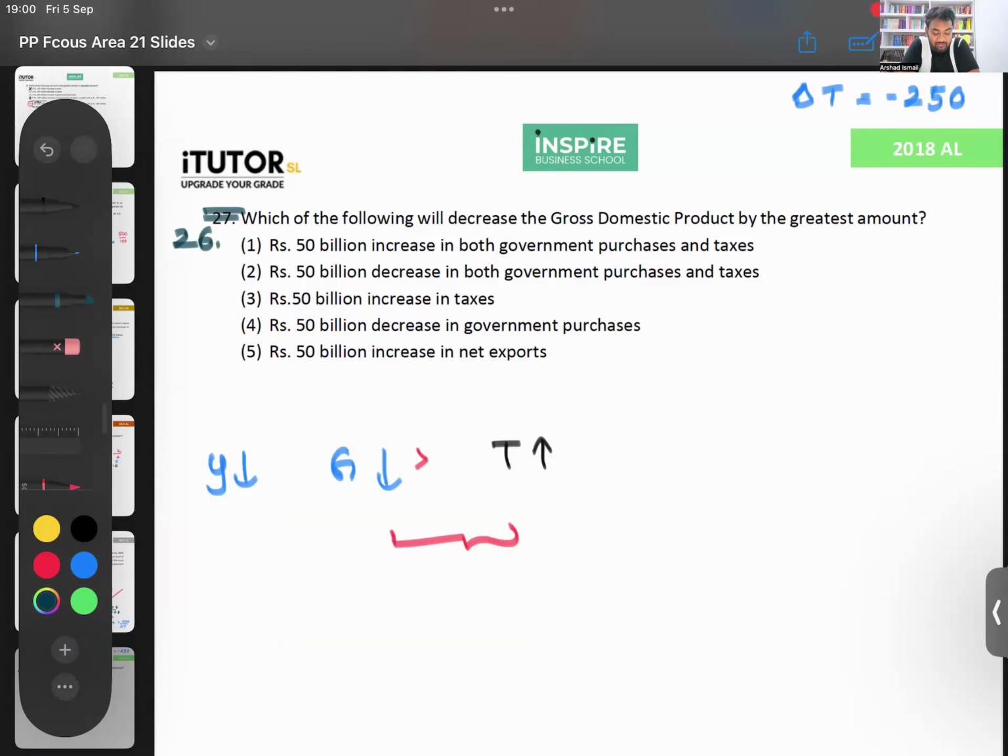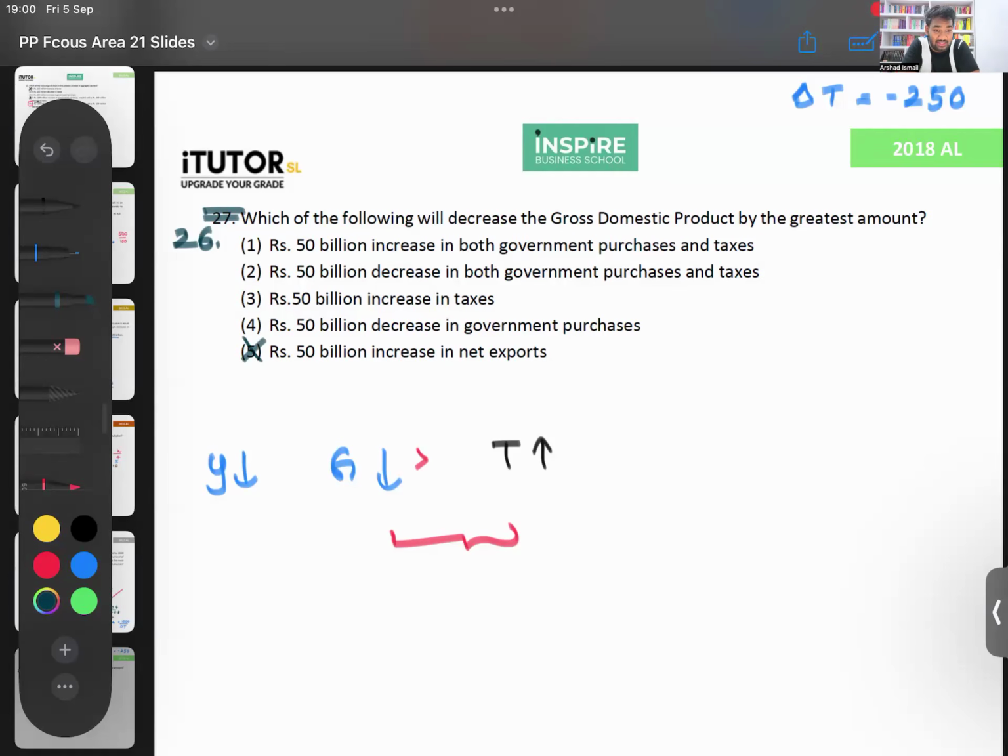Looking at the numbers, one is a 50 billion increase in both government purchase and taxes. So if you increase government purchase and taxes both by 50 billion, balanced budget, national income will increase. A 50 billion decrease in government purchase and tax. I need to increase taxes, right? Not the best one. A 50 billion increase in taxes, okay. A 50 billion decrease in government purchase. A 50 billion increase in net taxes. So this answer I will cut off.